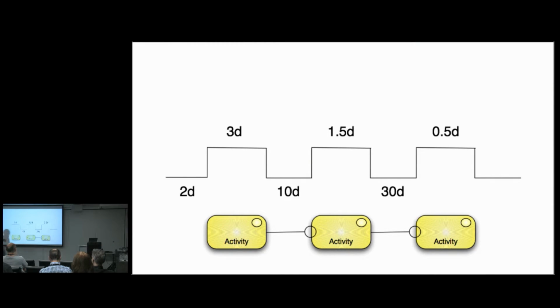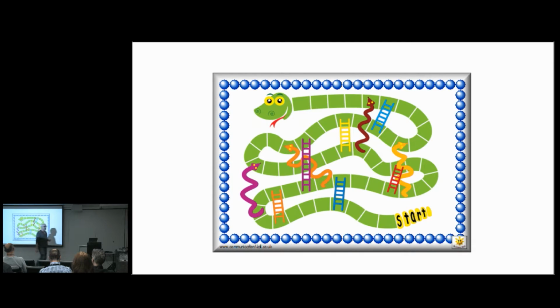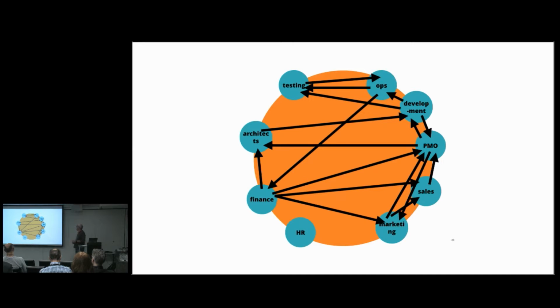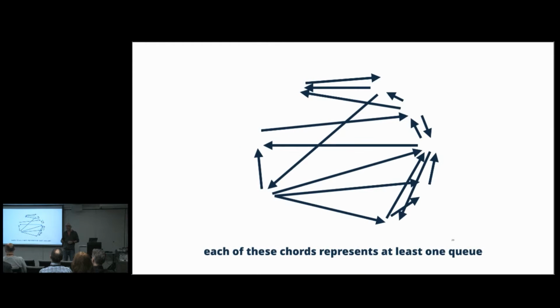This is why I think about software development often as a bit like snakes and ladders, right? You kind of go 1 step forward, 2 steps back. You're waiting for stuff, waiting for stuff. So going back to this diagram, I mentioned this represents the flow of work around an organization between different teams or groups of people. Actually, what each of these chords represents, really, is at least one queue. Queue in the sense of computer science queue, right? A first in, first out ordered queue.